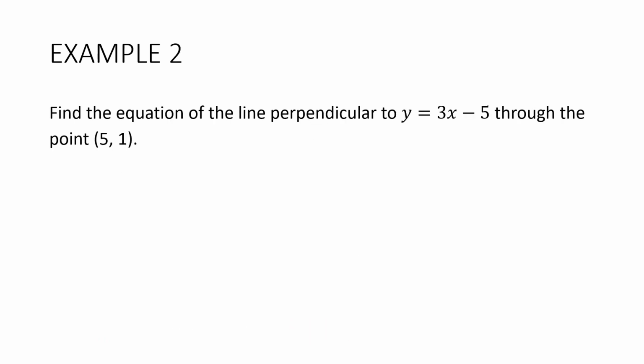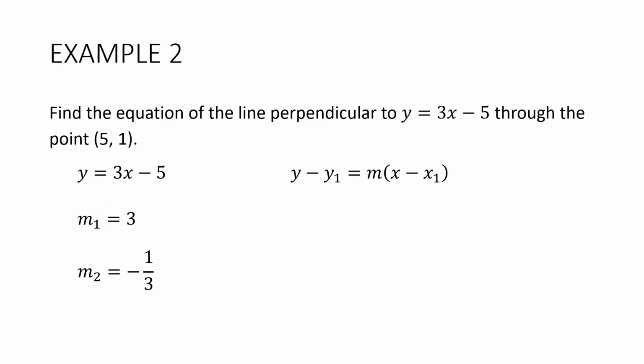And example 2, find the equation of the line perpendicular to y equals 3x take away 5 through the point (5, 1). So here we have the line. Thankfully, it is already in gradient intercept form. The gradient is 3. So the perpendicular gradient is the negative reciprocal, which is -1/3. Now we want to substitute the gradient and the point into the point gradient formula. So the 1 goes in here, -1/3, and 5.